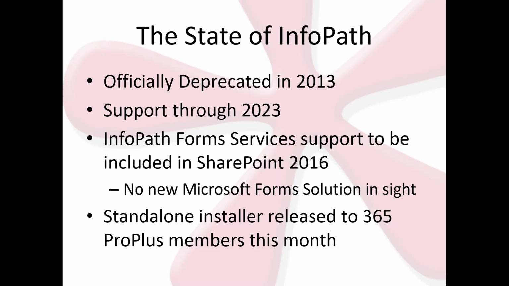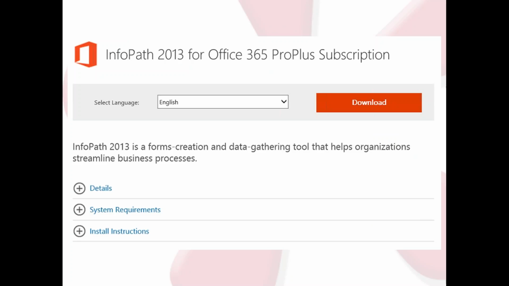And some new news for this month as well. Microsoft has released a standalone installer for InfoPath for Office 365 Pro Plus members. So you can go to the download page for that. Just search for InfoPath 2013 for Pro Plus subscription, and you can get InfoPath as long as you've got a subscription. That's $12 a month per user. So it's pretty good value.